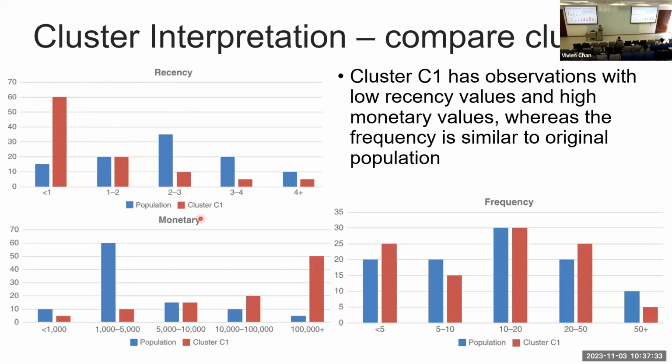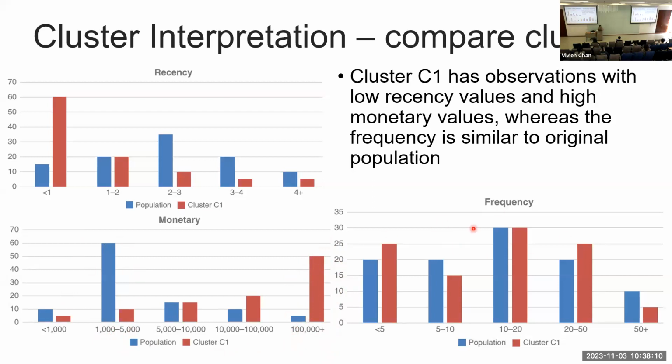So this cluster has a very low recency value. Then for the monetary value, assuming this is an insurance claim, this is the claim amount. For the population, usually the claim amount is between 1,000 and 5,000. But for this cluster, the claim amount is very focused on over 100,000.